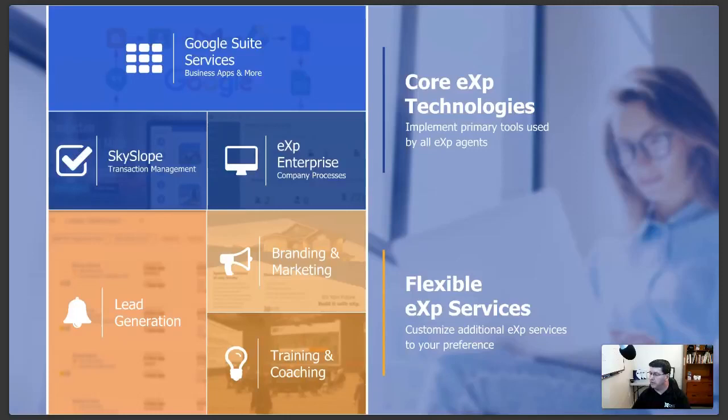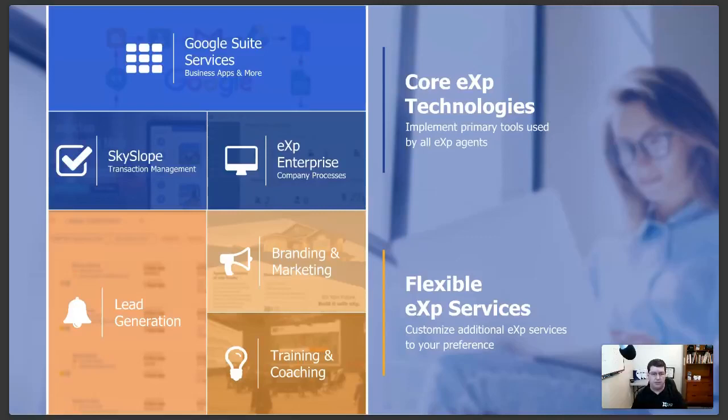Oh, here's another good one. Does eXp Realty provide leads? What are the splits if I get leads? So the splits don't change. They don't provide leads, they provide opportunities. So it's the same for all of these things, especially in the flexible services piece. All of the core technologies, those are set, those are provided, those are baked in.